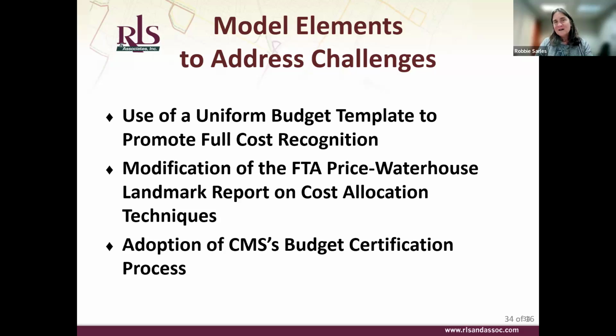So the new model, like I said, will be ultimately hosted in the cloud by either FTA or CCAM. It is based on a uniform budget template that both CMS and FTA have agreed upon. It is basically based on the old Price Waterhouse cost allocation techniques. It includes adoption of a CMS budget certification process. In other words, CMS wants to make sure that you are certifying that the data is in fact correct. So we basically are mimicking that.